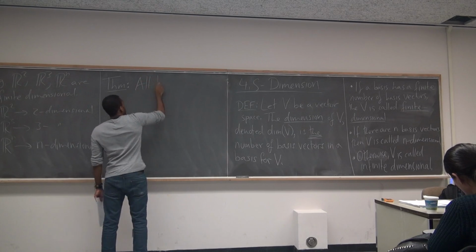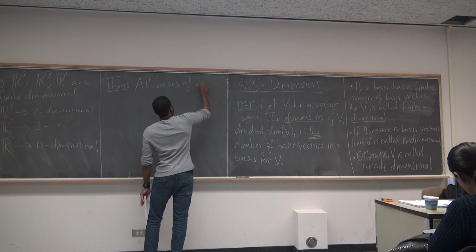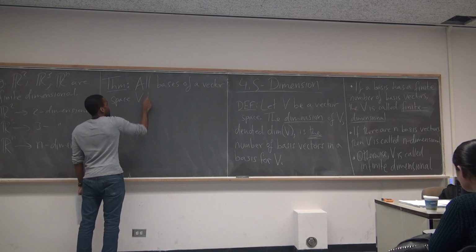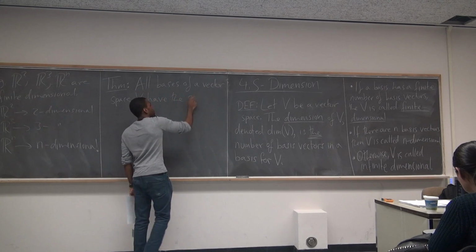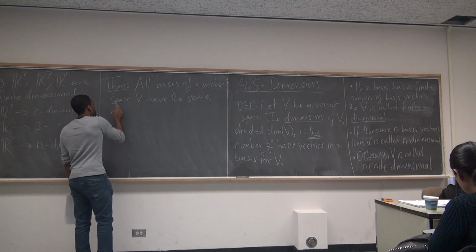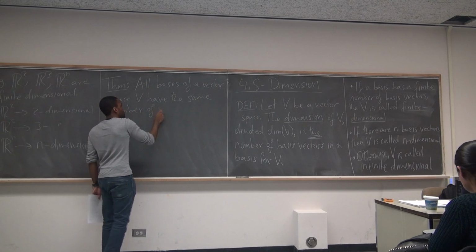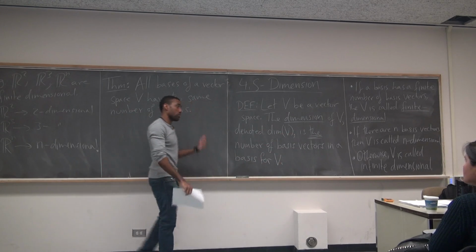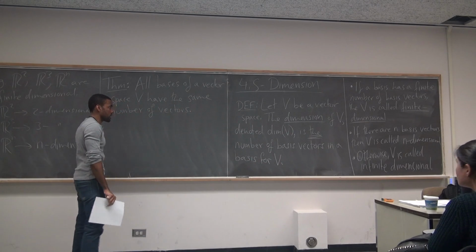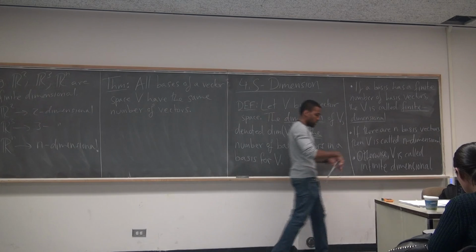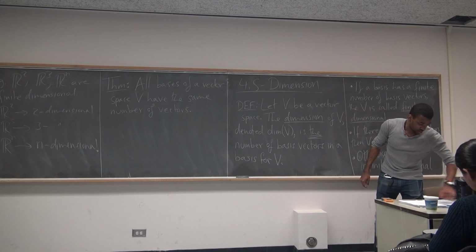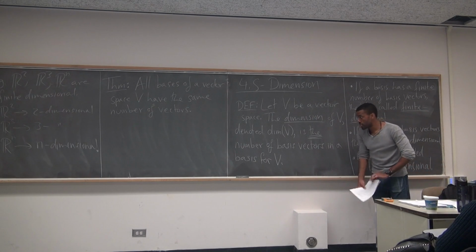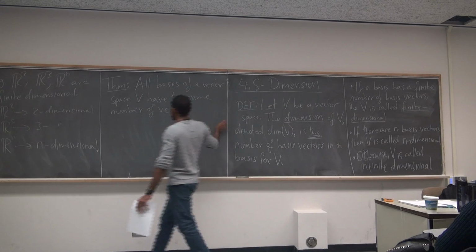All bases of a vector space V have the same number of vectors. So it's okay for me to say it's the number of basis vectors. No matter what basis we're using, you'll always have the same number of vectors, and so the term dimension is well defined, and it has nothing to do with the particular basis you're using. Any basis will have the same number of basis vectors, and that gives us the dimension. So that's a very important fact.